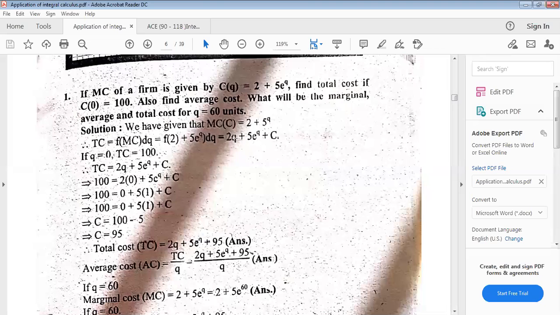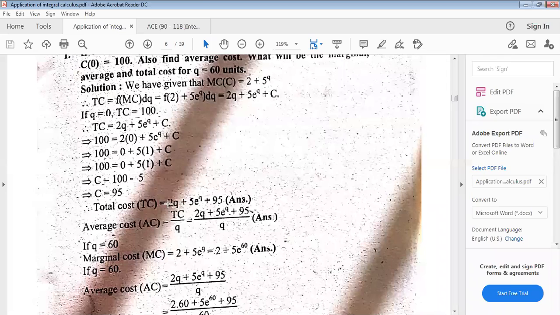Total cost TC will be 2q plus 5 into e to the power q plus C. Now total cost is 100 when q equals 0: 2 into 0 is 0, then 5 into e to the power 0. E to the power 0 equals 1. So 100 equals 0 plus 5 into 1 plus C. Then we get C equals 95. This is the constant term, right?